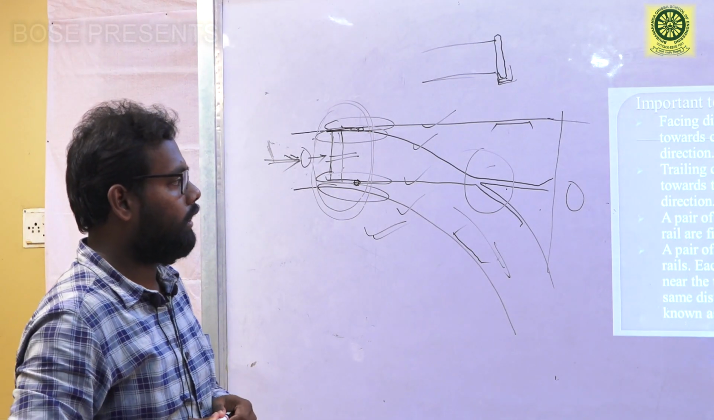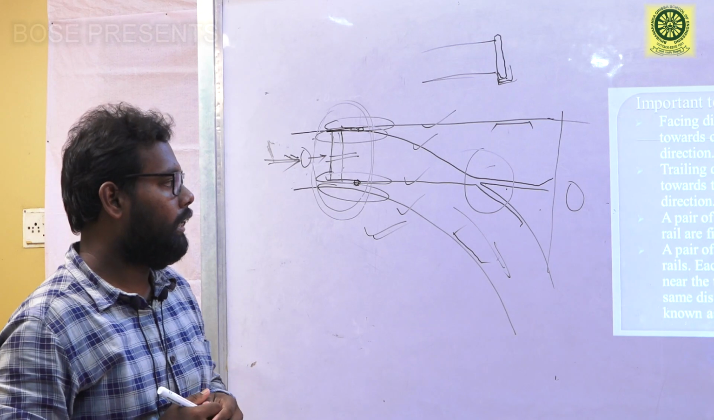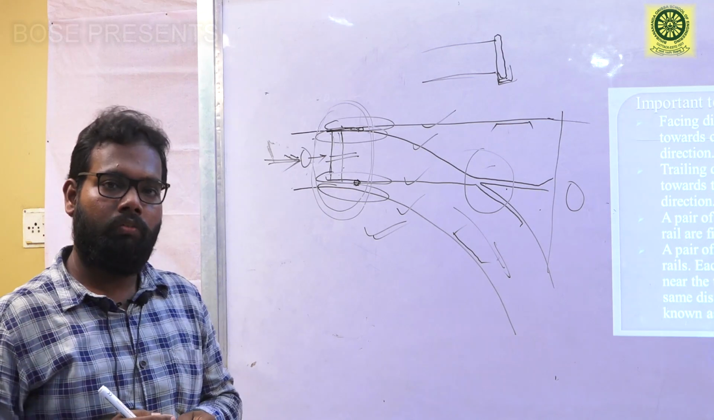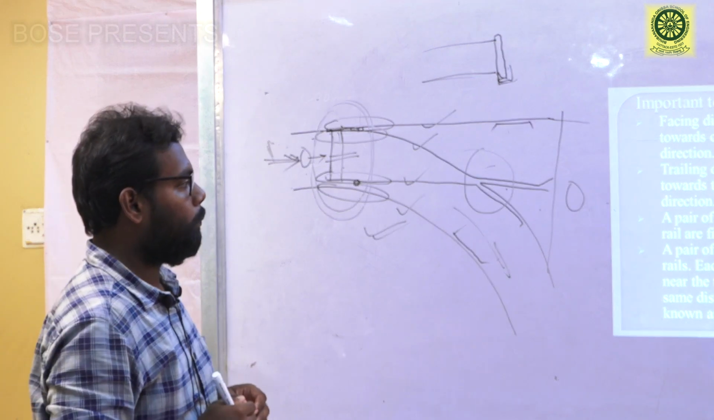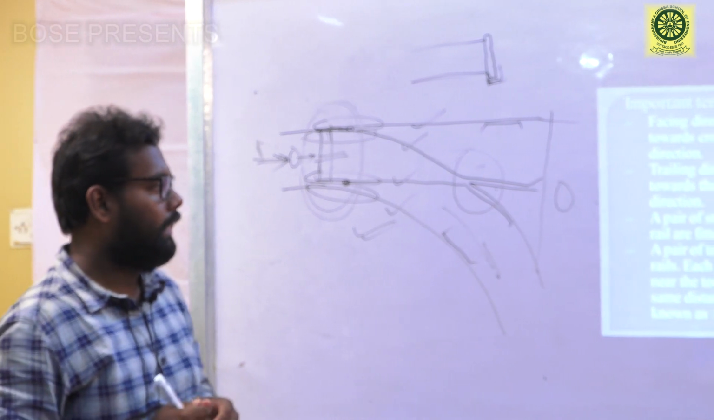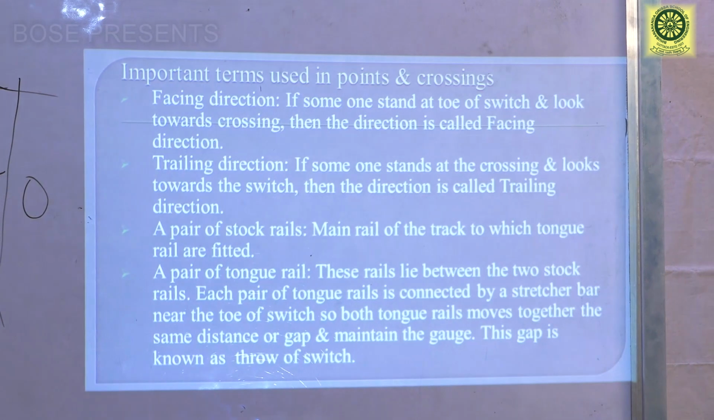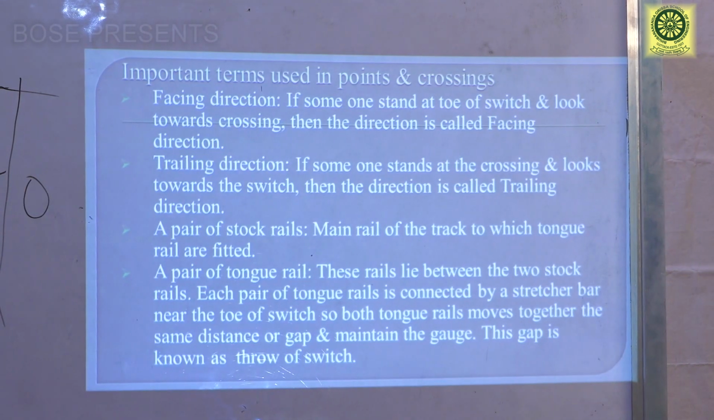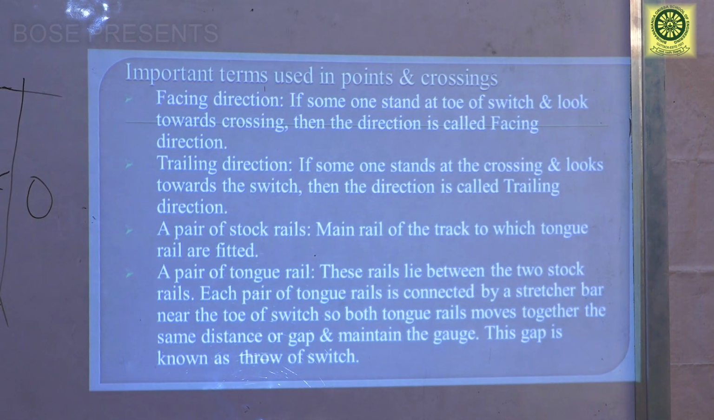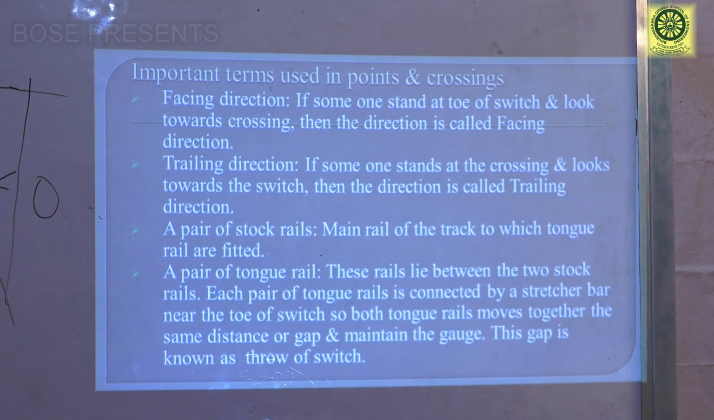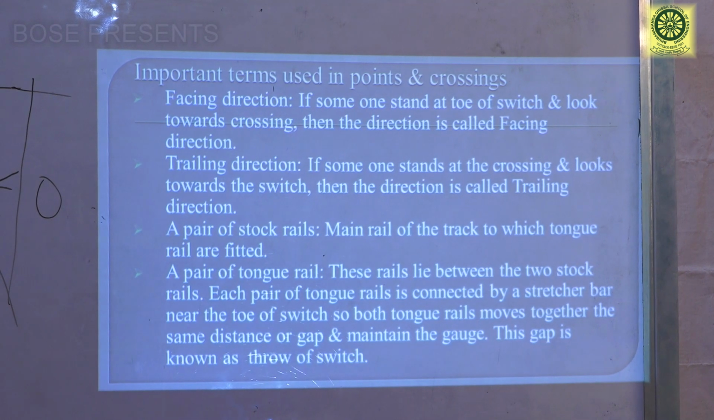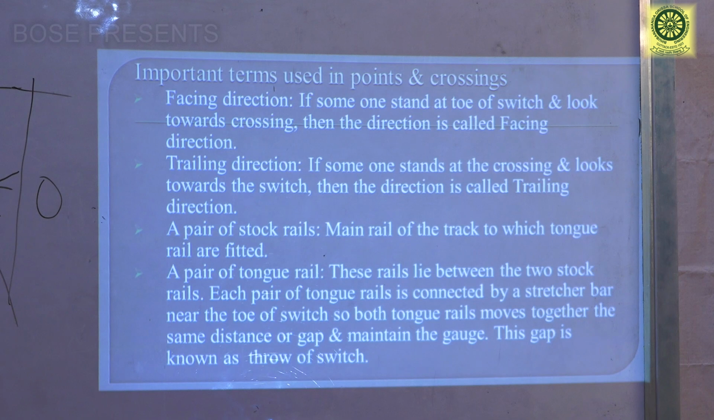A pair of stock rails: the main rails of the track to which the tongue rails are fitted. Next is the pair of tongue rails. These rails lie between the two stock rails. Each pair of tongue rails is connected by a stretcher bar near the toe of the switch. So both tongue rails move together the same distance or gap and maintain the gauge. This gap is known as the throw of switch.